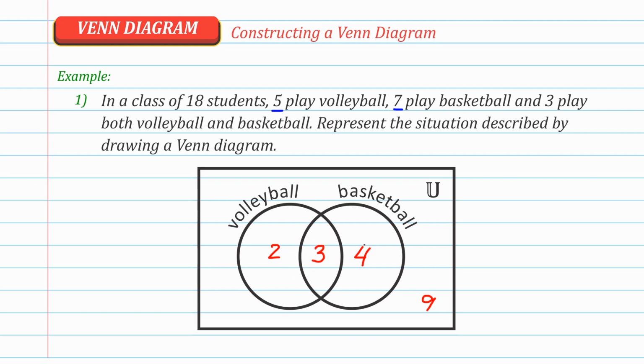Okay? Now, how about yung 4? Similarly, ganun din. Because 3 here, although basketball players sila, naglalaro din sila ng volleyball. Pero itong 4, they are yung mga basketball players only. Yun lang ang nilalaro nila. Last, how about this 9? 9, take note, is outside ng grupo ng volleyball and basketball. That means these are the students of the class who don't play volleyball or basketball. Maybe they're playing other sports, but definitely they don't play volleyball or basketball. I hope that is clear.